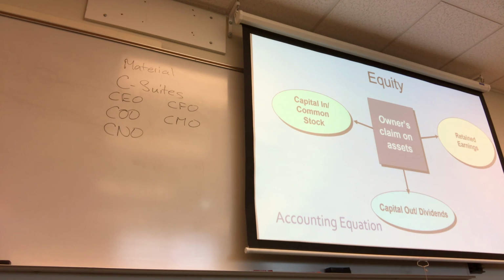Last is equity. In equity, we have capital in or common stock, we have capital out or dividends, either one will suffice, and retained earnings. They're the owner's claim on assets.